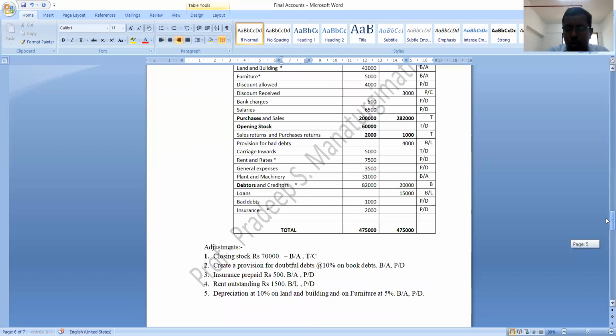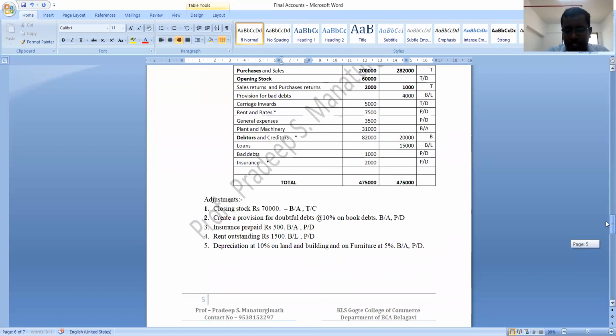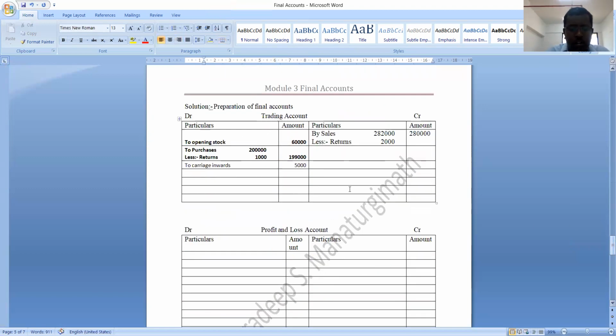Now let us go through what? Let us go through the adjustments. Let's see which adjustment affects this trading account. Yeah, here only one adjustment affects a trading account. It is closing stock. Yes, which side must closing stock be recorded? See here, opening stock will appear on the debit side, closing stock will appear on the credit side. This particular account begins with the recording of opening stock and ends with recording of closing stock. So what is the amount of closing stock? 70,000 rupees is the amount of closing stock.